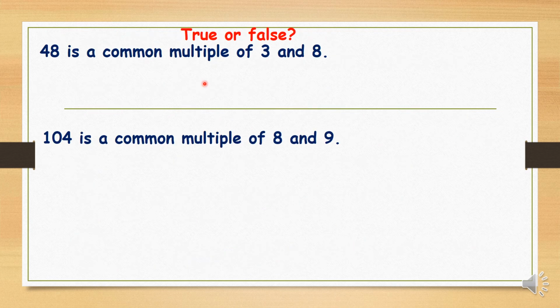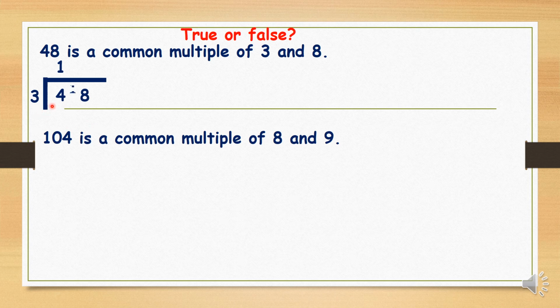So let us do two examples. True or false? 48 is a common multiple of 3 and 8. We could do this either by listing multiples of 3 and multiples of 8 and then checking to see if 48 is one of those numbers that appears on the list. Or we could divide 48 by 3, divide 48 by 8, and see if it is divided by both exactly. So let us do the second option.